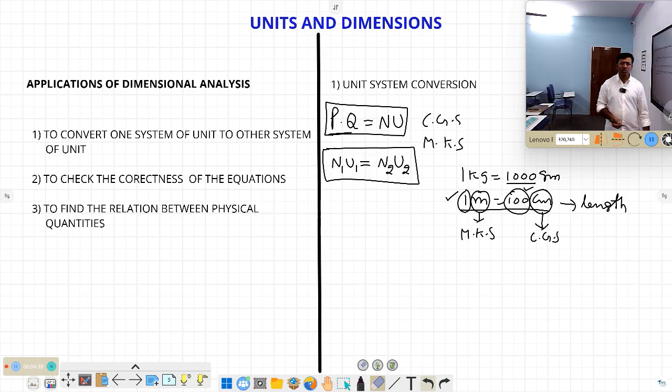So 1 is not equal to 100. The number may be different and the unit may be different, but the product of the number and the unit remains the same according to the system conversion. Using this, you can solve any type of physical quantity conversion from one system of unit to another system of unit. We'll go for some examples. Those examples we'll discuss.